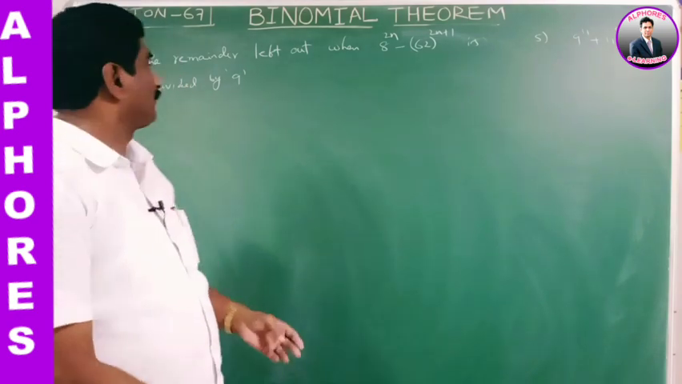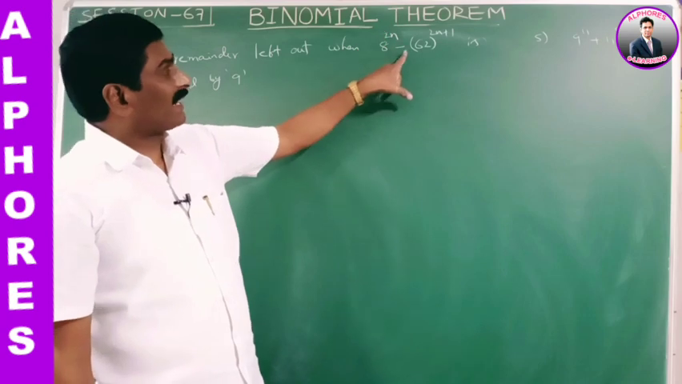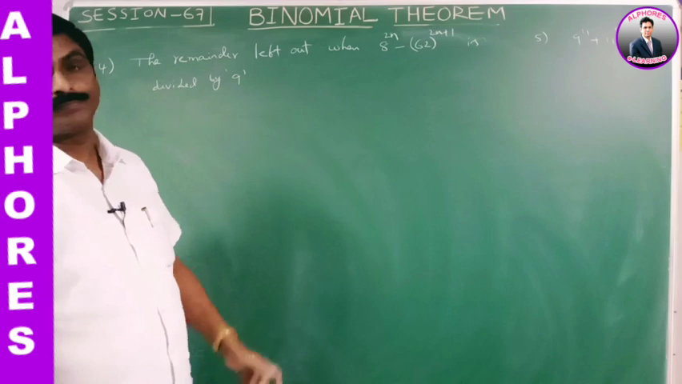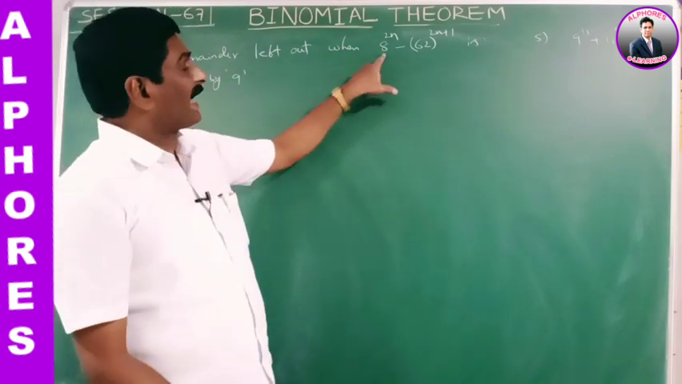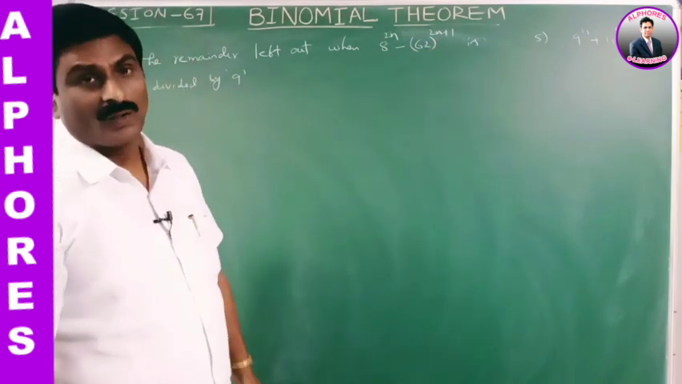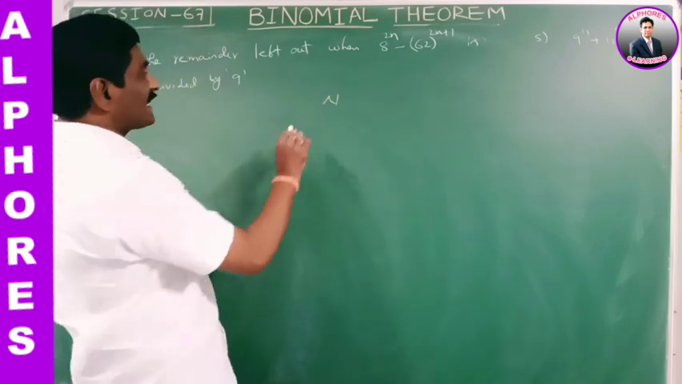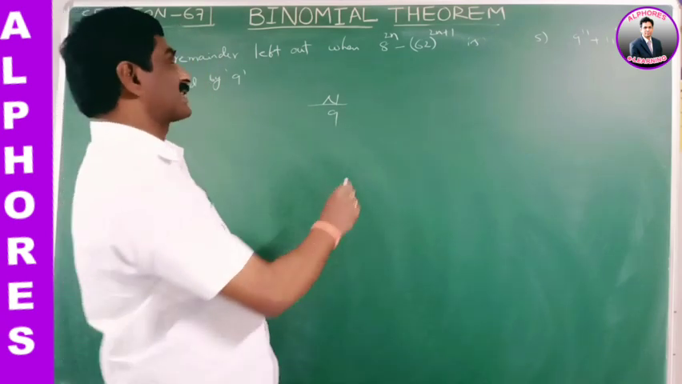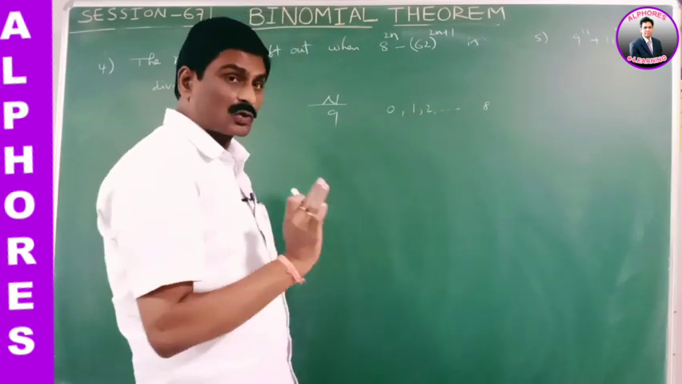Next, the fourth one: the remainder left out when 8 power 2n minus 62 whole power 2n plus 1 is divided by 9. Suppose n is any integer. This is divided with 9. Then what are the possible remainders? The possible remainders are 0, 1, 2, 3 and so on up to 8 only.